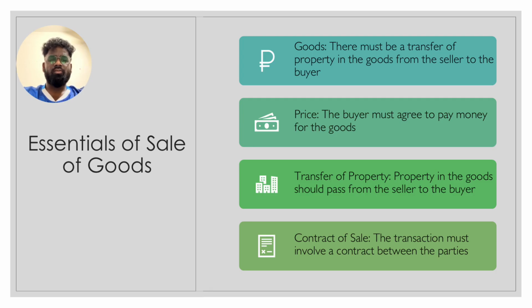Essentials of sale of goods. A contract for sale of goods must have four key elements. The first one is goods: a tangible, movable item must be involved. The second one is a price: the buyer must agree to pay money for the goods. Then transfer of property: the ownership of the goods must eventually pass from the seller to the buyer. And the last one is a contract of sale: a valid agreement must exist between both parties, a seller and a buyer.